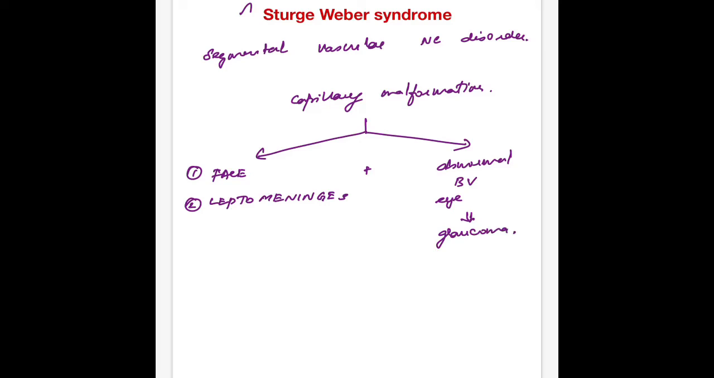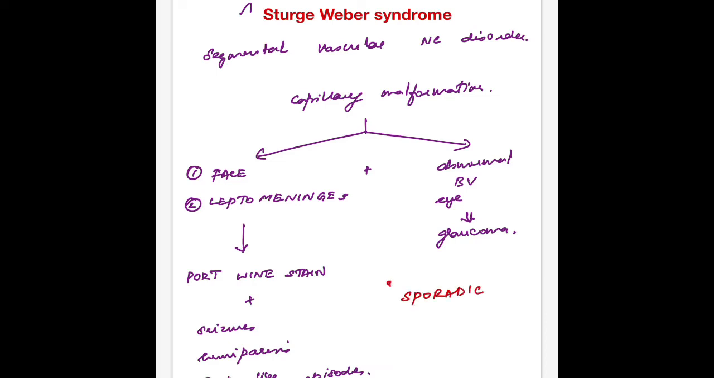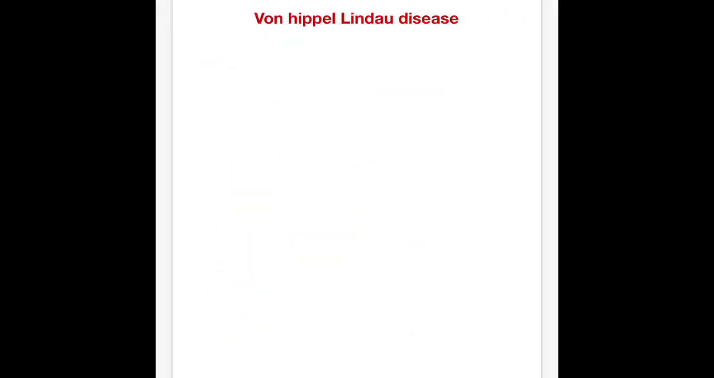Coming to what is more commonly known, in the face you get port wine stain. In the brain, because of the leptomeningeal involvement, we have seizures, hemiparesis, and a stroke-like pattern. What is important to know here is that it is of sporadic incidence. That is very important to know. So this is the exception which I talked about. It is not autosomal dominant inherited. It is a sporadic mutation. So that is important about Sturge-Weber syndrome.